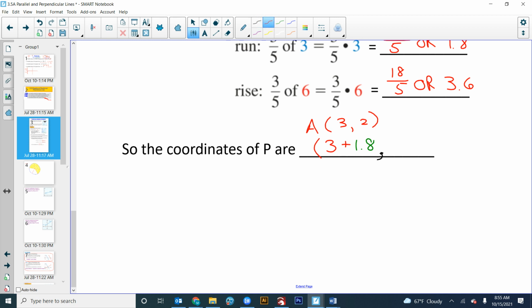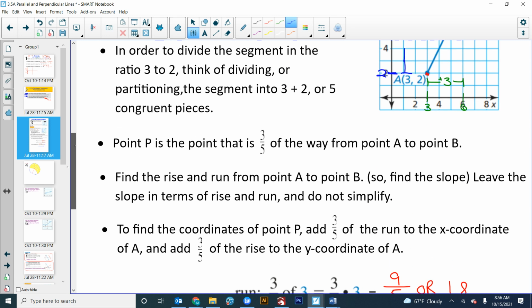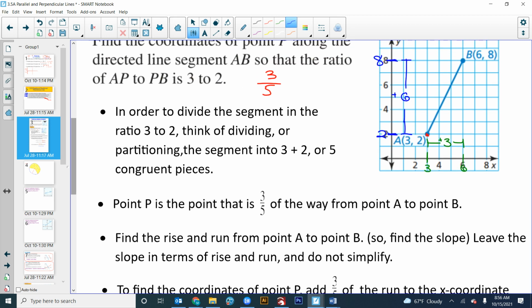And then 2 plus our vertical change of 3.6. And so P has the coordinates of 4.8, 5.6. Let's see if that matches up with where we thought it was going to be. Now we're back to coordinates. We're not back to how far from A am I going. We have the exact coordinates from the origin.